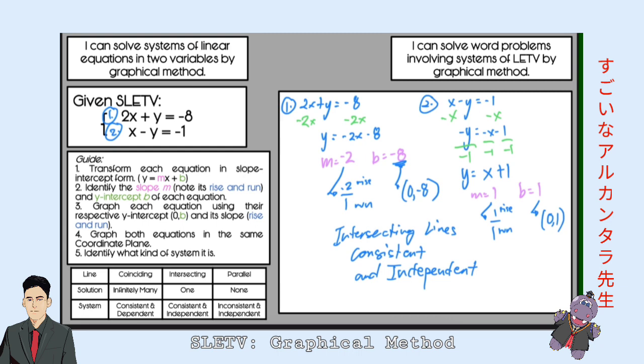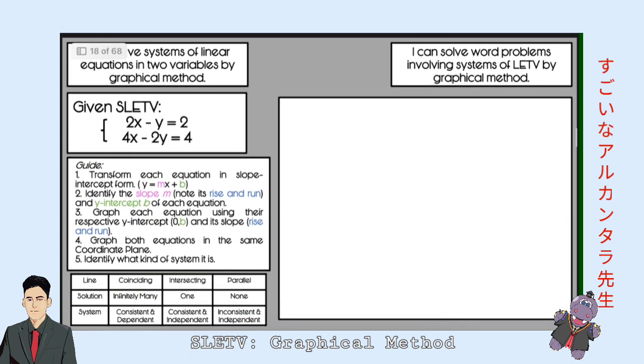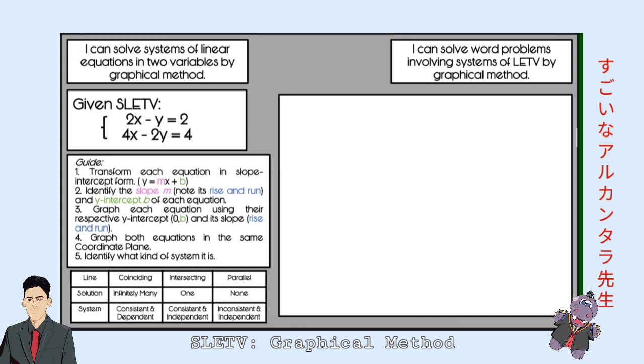One solution. So let's have some, I think, last two examples before we lose our minds. Here we go. So this one right here, we have 2x minus y equal to 2.